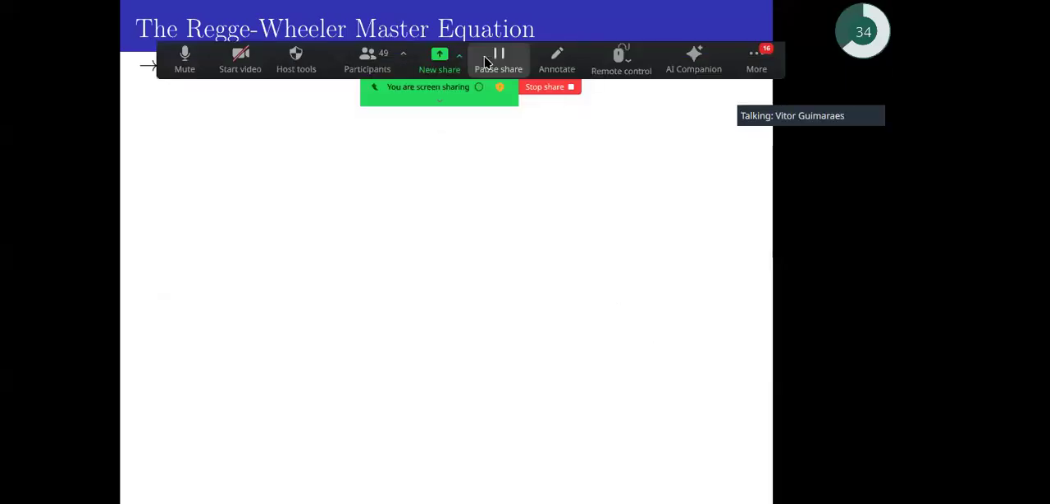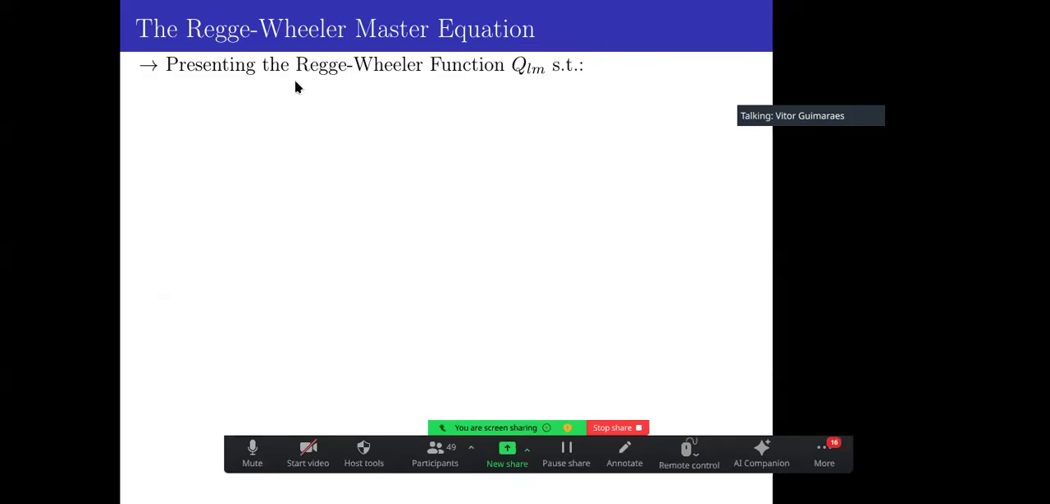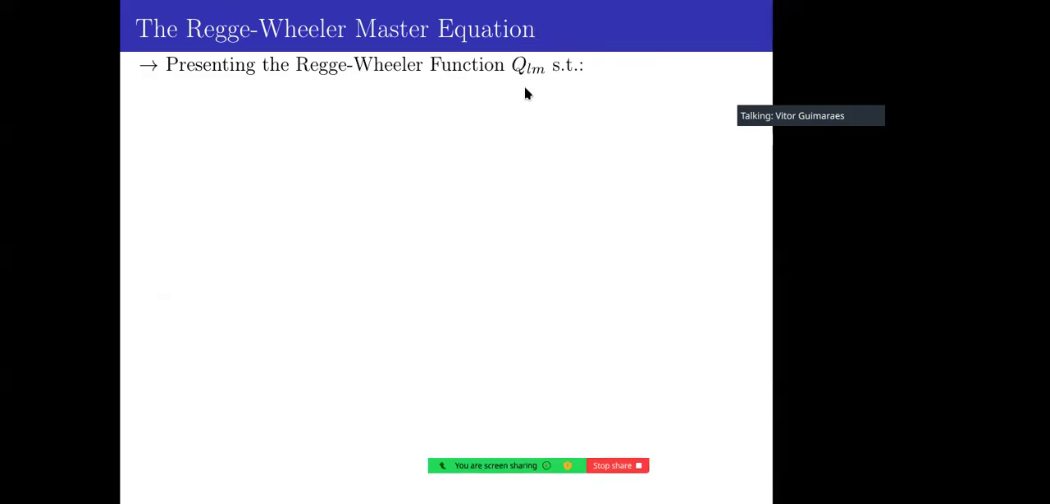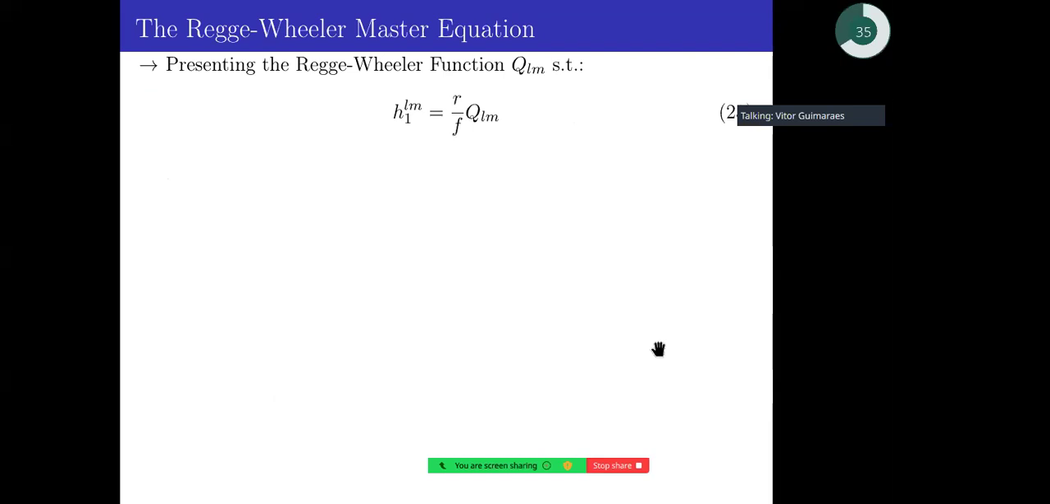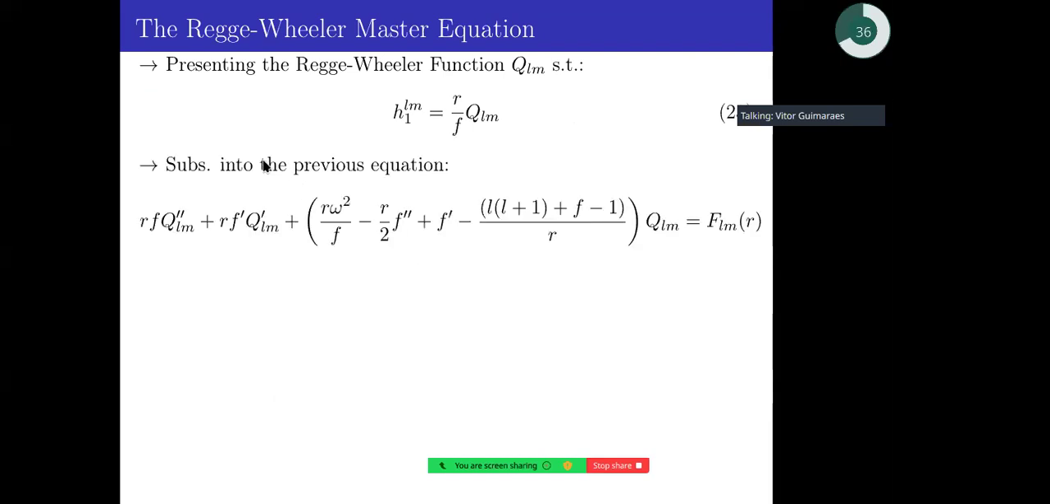So what we're going to do now is present what we call the Regge-Wheeler function Q. The Regge-Wheeler function Q_lm is related to h1 in the following manner: h1 is equal to r over f times Q. If we substitute this in, take the first derivative and the second derivative, and substitute the expression for h1 in terms of Q, we end up with this equation, which is a lot more friendly.